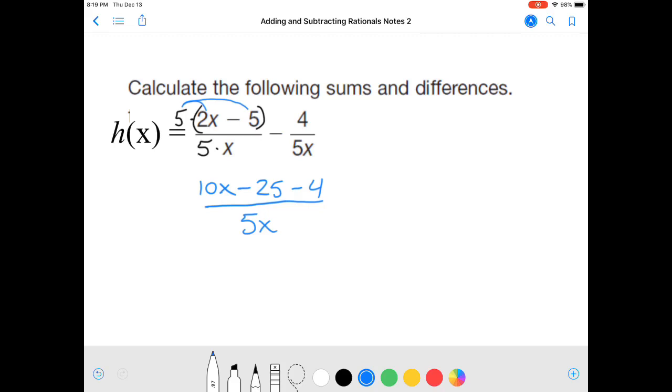Now, we're going to combine our like terms again, which are the 25 and the 4. So we'll have 10x minus 29 over 5x.